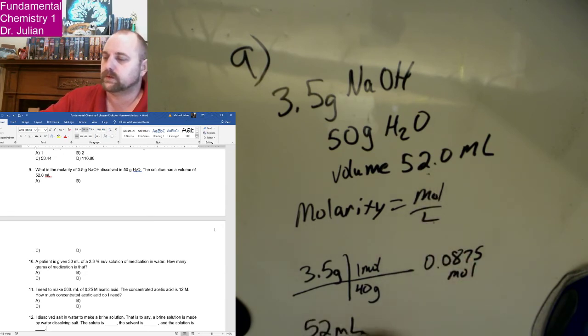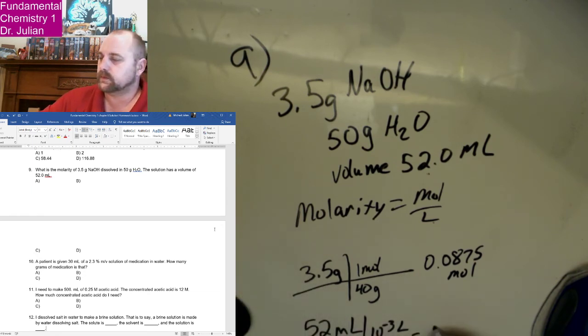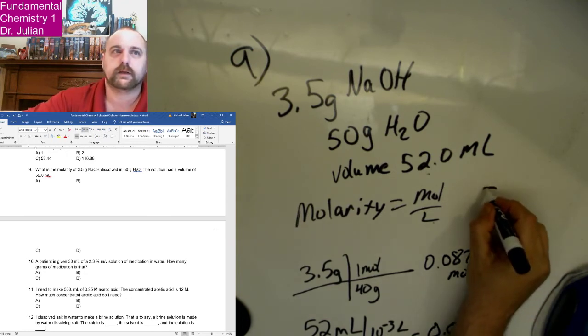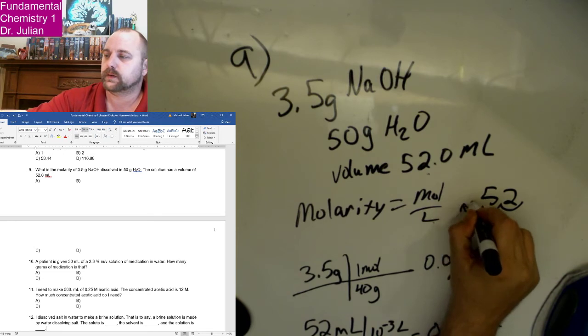And then volume, that's just 52 milliliters. 1 milliliter is 10 to the minus 3 liters, so I'm going to take that and get 0.052 liters. You could just take the 52 and go 1, 2, 3 places over.